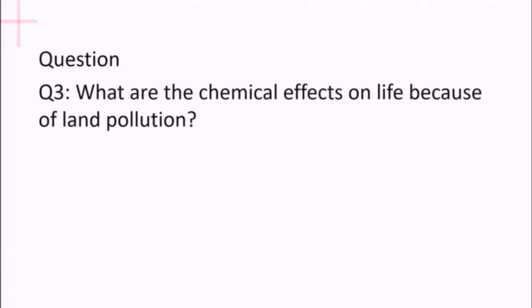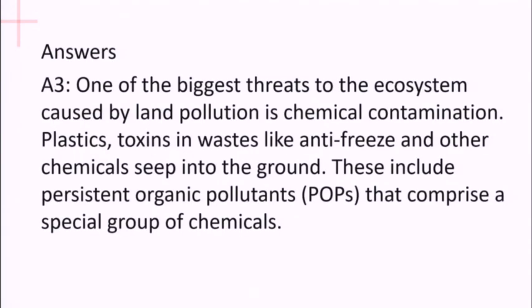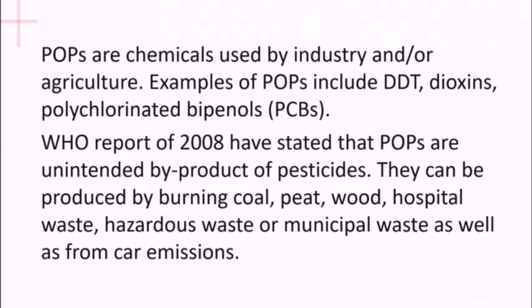Question 3. What are the chemical effects on life because of land pollution? One of the biggest threats to the ecosystem caused by land pollution is the chemical contamination. Plastics, toxins in waste like antifreeze and other chemicals seep into the ground. These sometimes include the persistent organic pollutants, which are called the POPs, that comprise a special group of chemicals. POPs are chemicals used by industry and sometimes in agriculture. Examples of POPs include DDT, dioxins, polychlorinated biphenyls (PCBs).